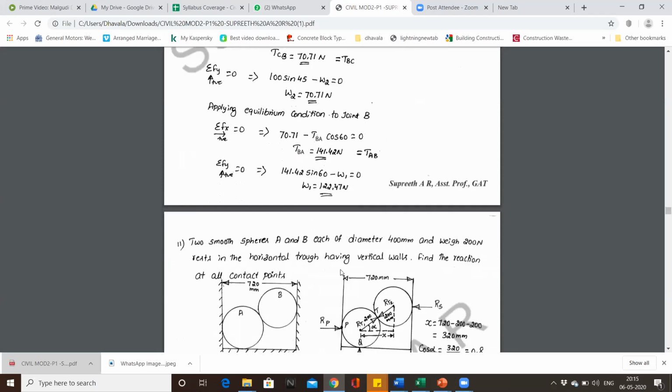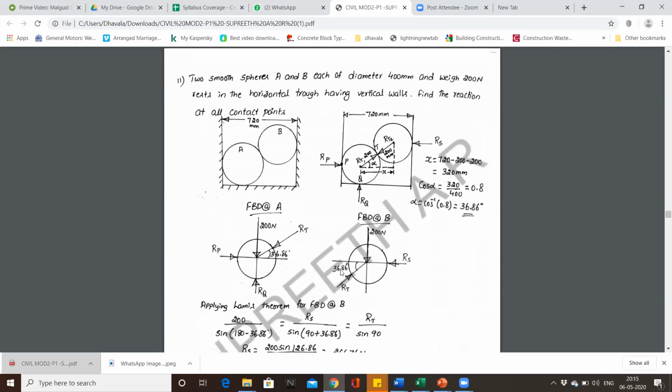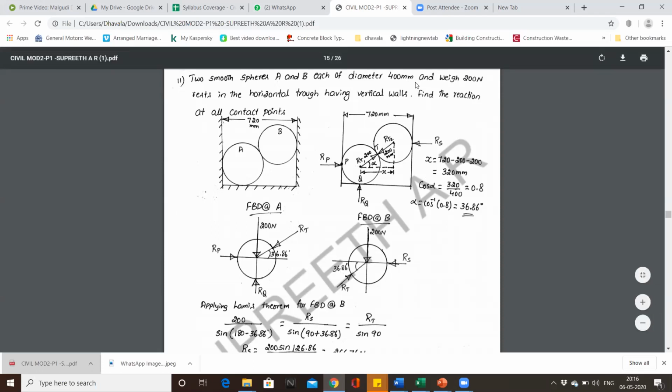All other problems are just similar. I'll solve one more problem. Here we have 2 spheres resting inside a box. Now the diameters of the spheres are given as 600 millimeters and 400 millimeters, and the weight is 200 newtons. The only thing you need to understand in this problem is how to find out the distances. The total width of the box is given as 720 millimeters. The diameter is given as 400 millimeters, hence the radius will be 200 millimeters and 200 millimeters.